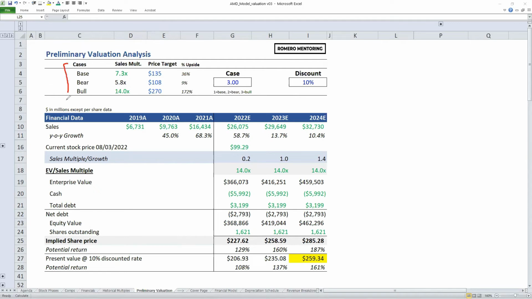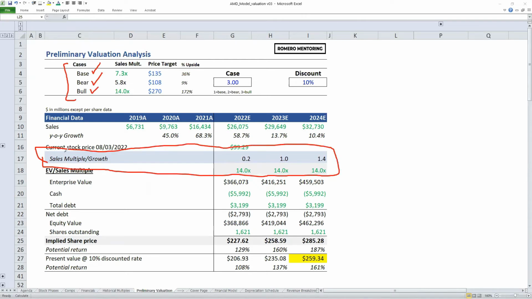Well, I'm running multiple scenarios, right? I'm running a base case, a bear case, and a bullish case. And I'm using sales multiple as my reference point or as my metric to come up with an implied share price of the stock. In other words, what would the stock price be if the sales multiple on a trading basis is 7.3? Well, the stock price that I arrived to was $135. What would the stock price be if the sales multiple was 5.8 on my bear case? Well, that would be $108.